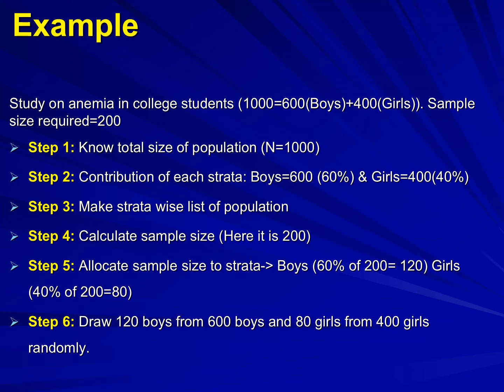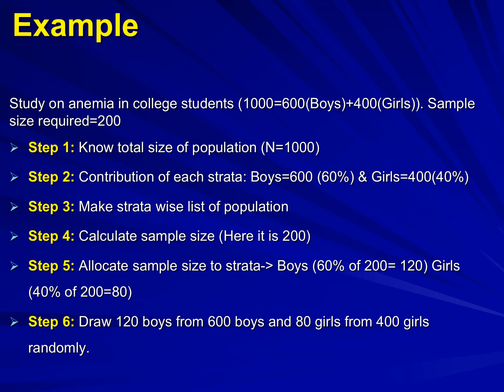Now make a strata-wise list of the population. Here again, as we already saw in simple random sampling and systematic random sampling, we have to make a sampling frame. The same procedure we have to repeat here, but the difference is we have to make a sampling frame, or list of the population, for each stratum. So we make a list of all 600 boys, and another list of all 400 girls. Then step number 4, calculate the sample size. Here it is already given, that is 200.